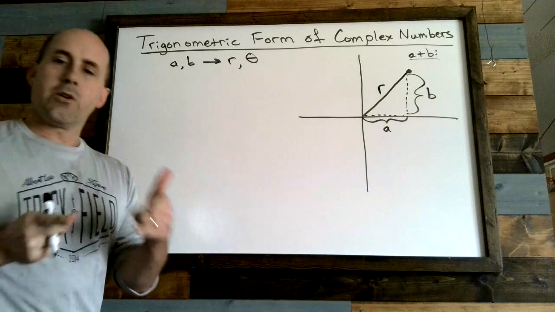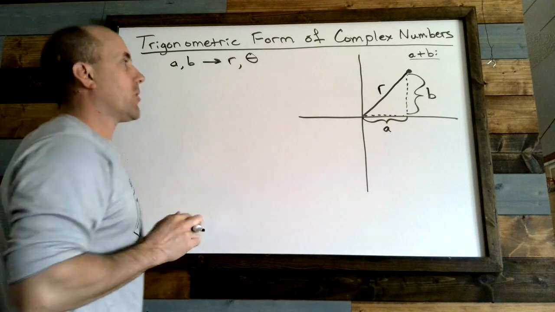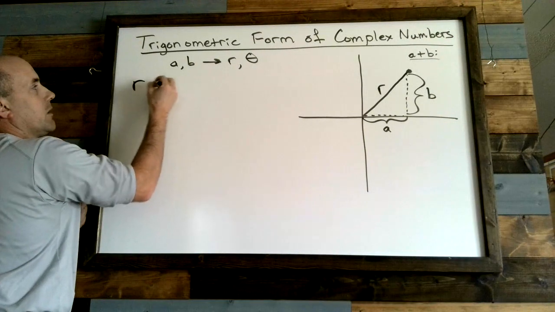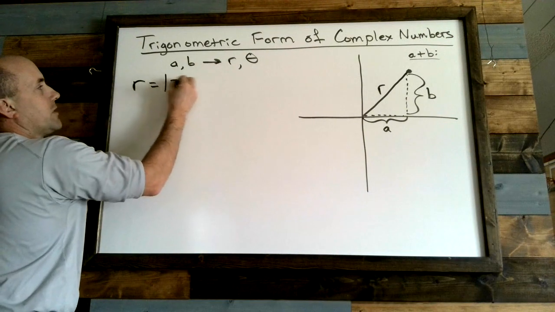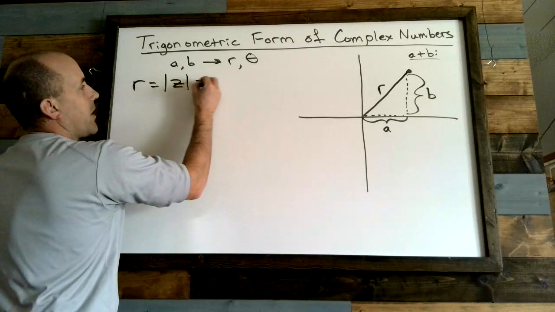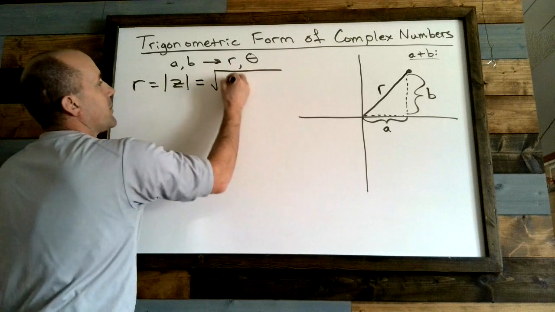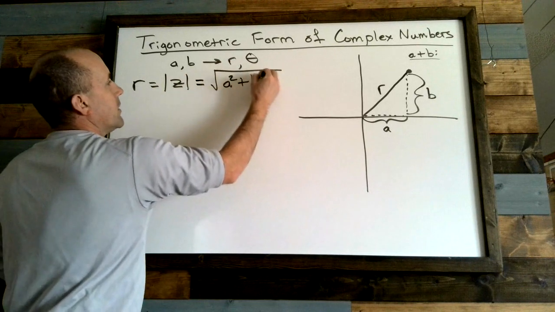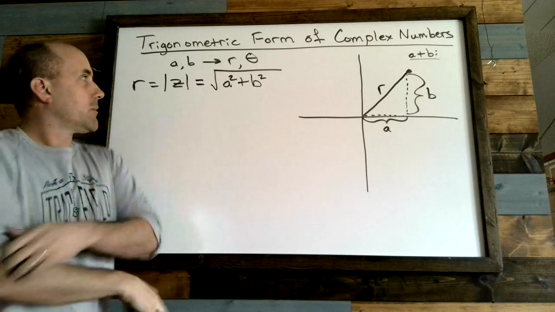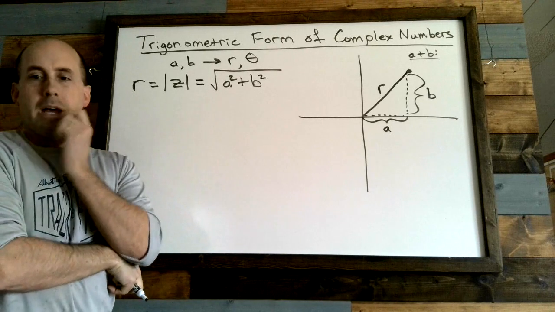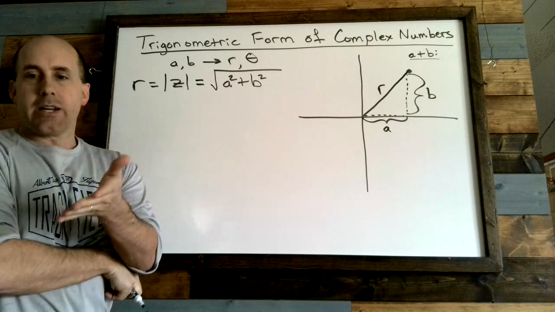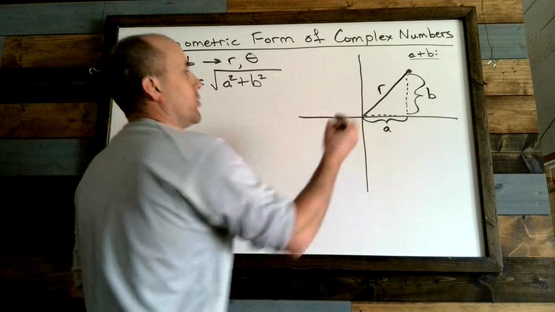And from the video you watched earlier, you recall that R is simply the absolute value of z, which we call the modulus. The way we find that R value is the square root of a squared plus b squared. So no big deal there, right? It's plain to see. That's something you've seen before. So what about theta? How do we find theta in this situation?